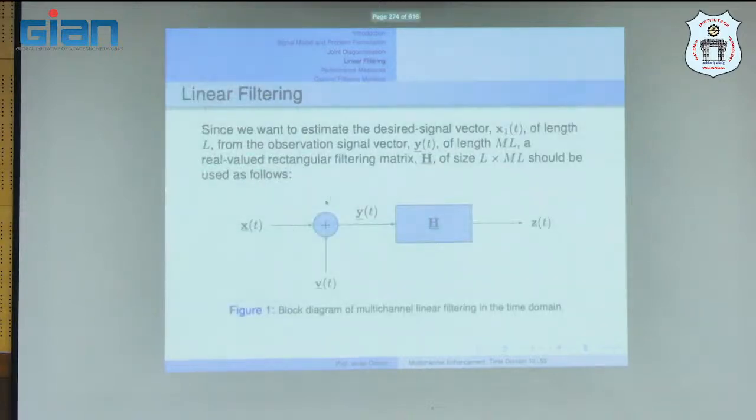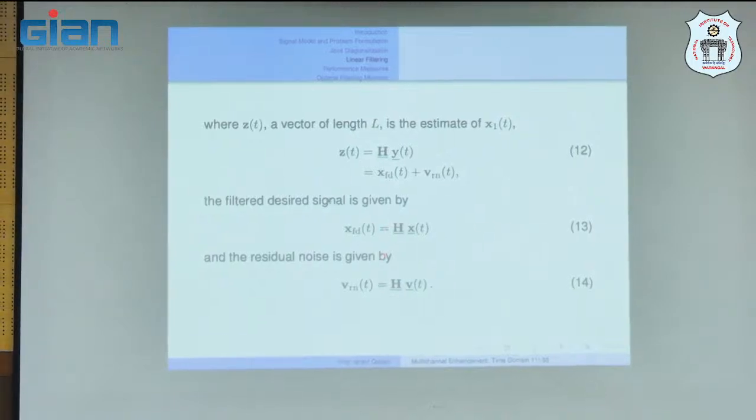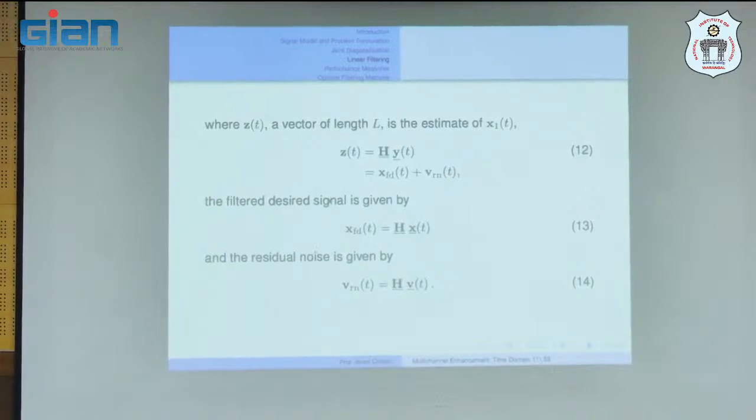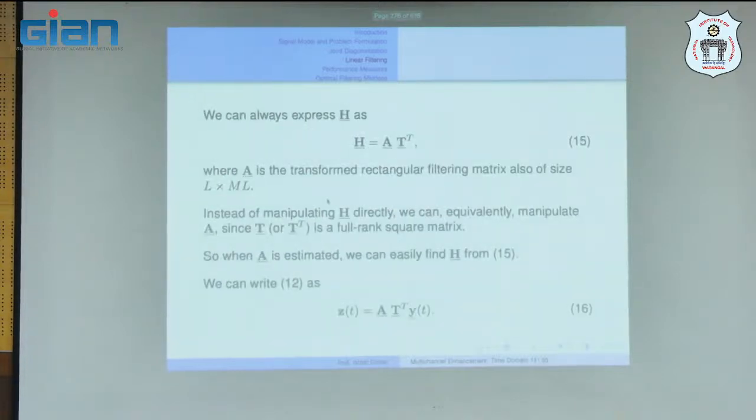Okay? So instead of working here with linear filtering, we can work in the transform domain. So you see this is in the time domain, multi-channel. We have X filter desired simply by multiplying the signal X, this vector which contains ML samples, with the matrix, and also the noise with this matrix. This is the filtering matrix. We can work in the transform domain. So we can write H as A multiplied with T transpose.